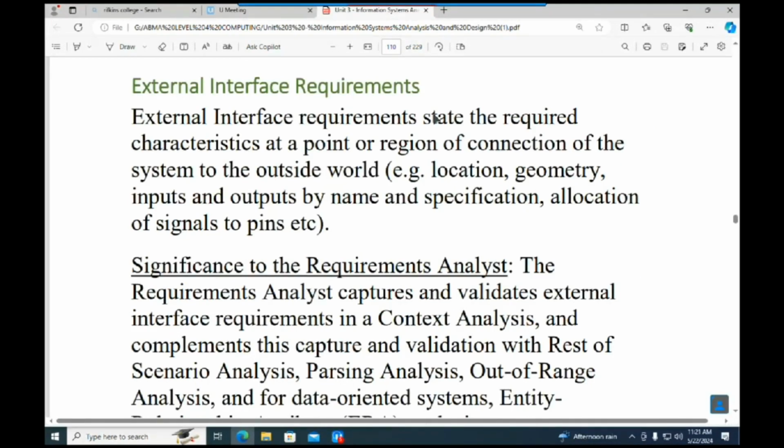These are types of requirements that are going to look at maybe the characteristics that are actually required at a particular point or at a particular region where we are connecting the system to the outside world. Environmentally, what are the characteristics that are actually required? For example, which location, which geometry. We are talking about what inputs we are going to take from the environment and what outputs we are going to release to the environment by name, by specification, and even allocation of maybe signals, etc.